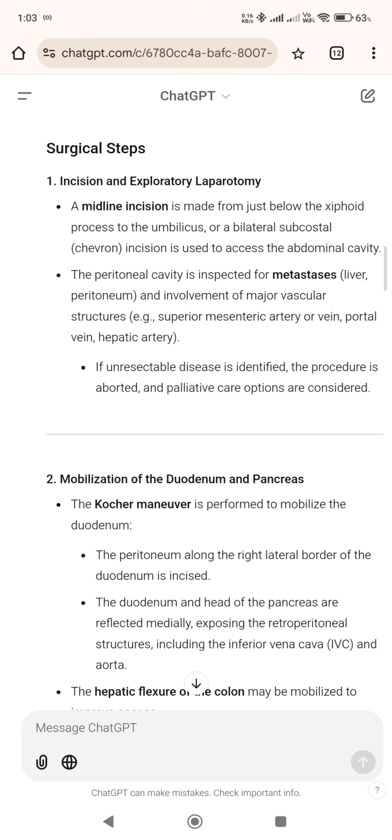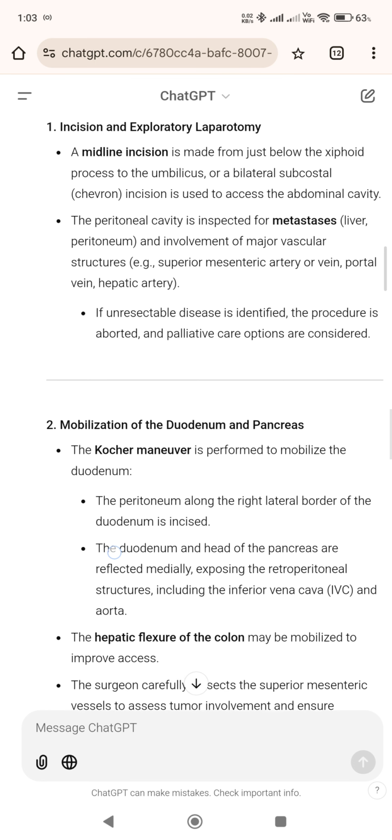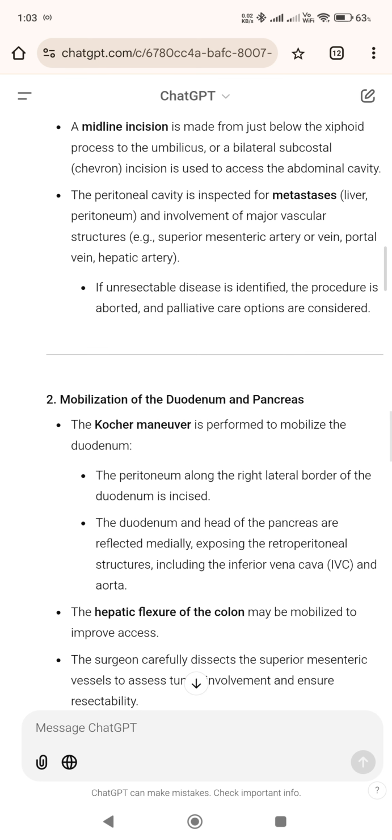The peritoneal cavity is inspected for metastases, liver, peritoneum, and involvement of major vascular structures, e.g., superior mesenteric artery or vein, portal vein, hepatic artery. If unresectable disease is identified, the procedure is aborted and palliative care options are considered.